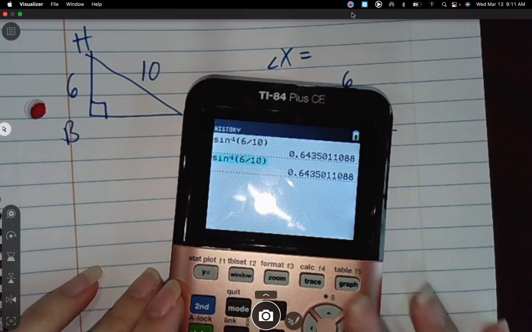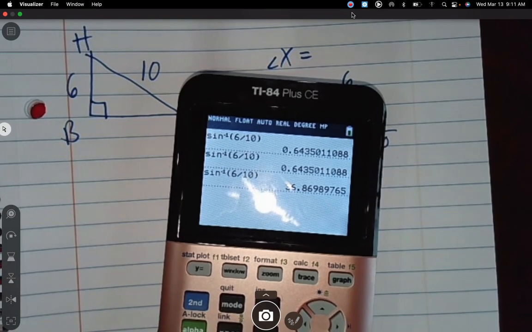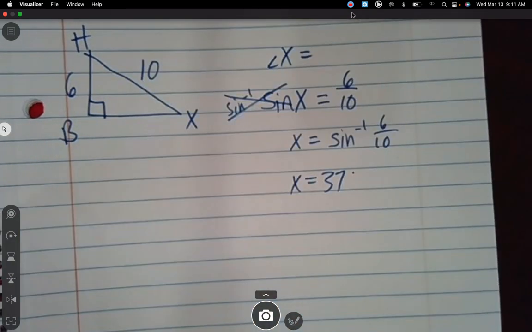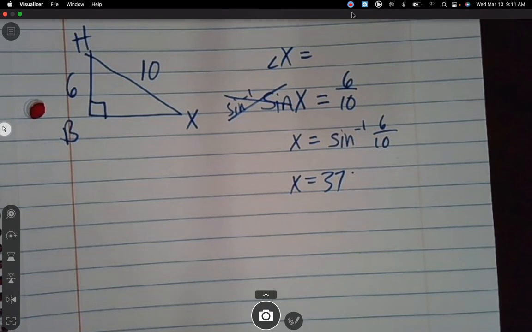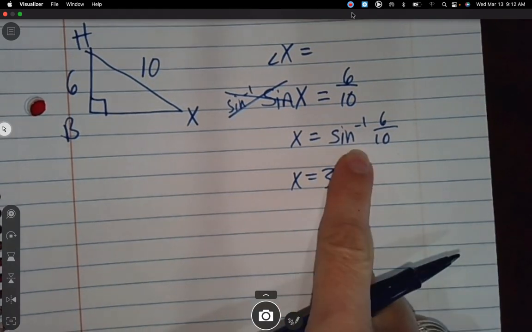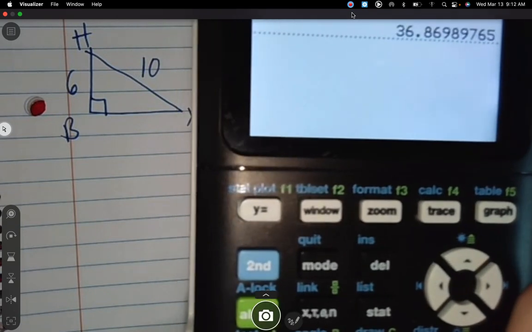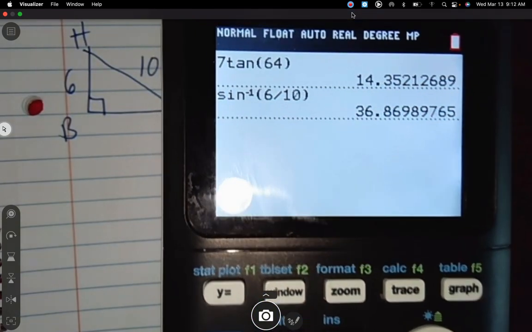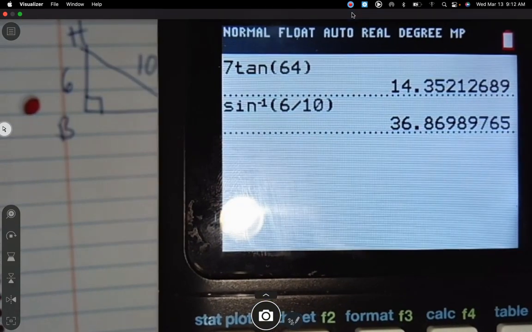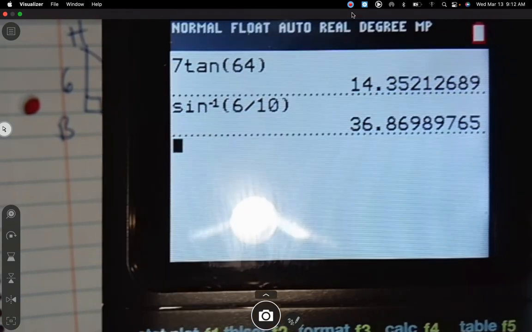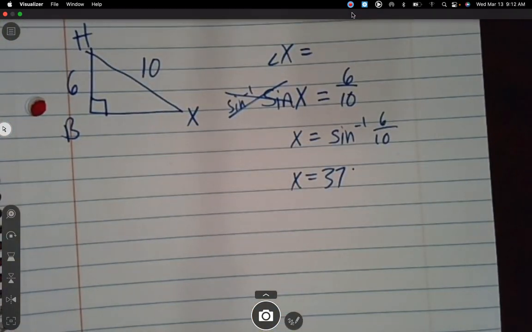Now, let's go back up to this. And that's the right answer. So you do sine inverse, the inverse sine of 6 over 10. You press the second button, then sine, and it's going to give you that inverse button. Then enter in your numbers, 6 over 10, and it'll tell you your degree. Let's do a few more of those.